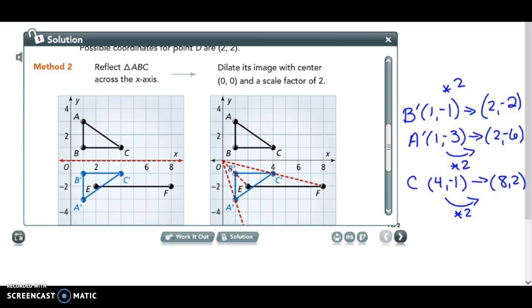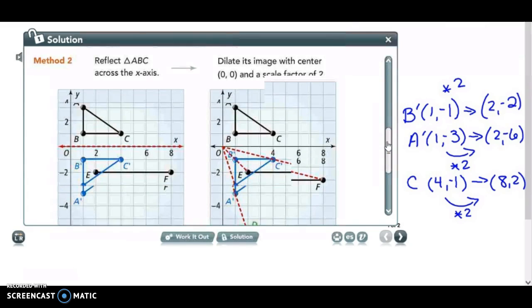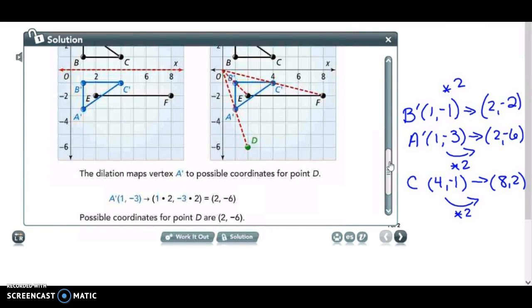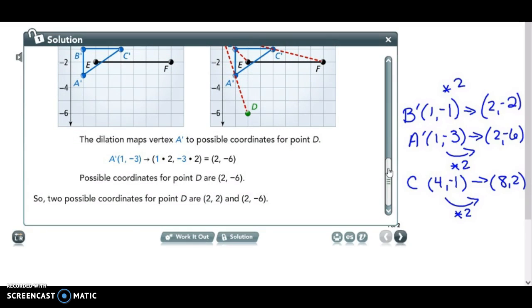That's all the work there. And then we're going to go ahead and notice that our D could possibly be at 2, negative 6. So now we have two different options for point D, and you should have drawn them both out with the work on the side.